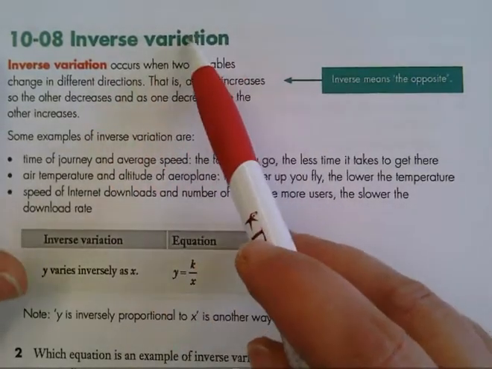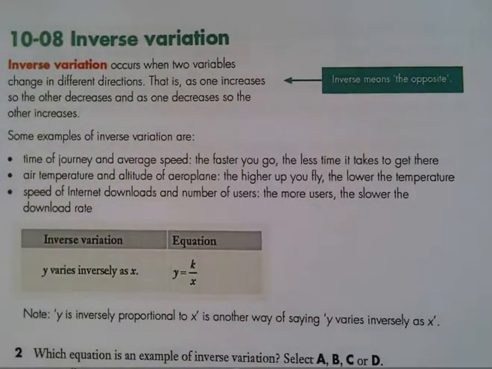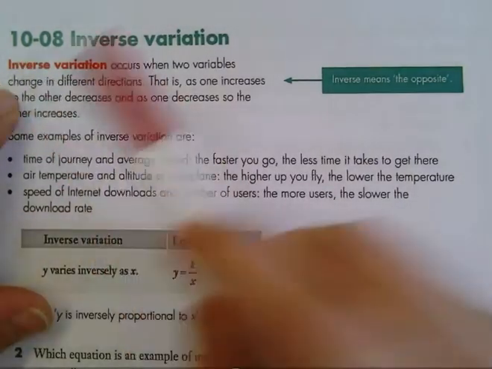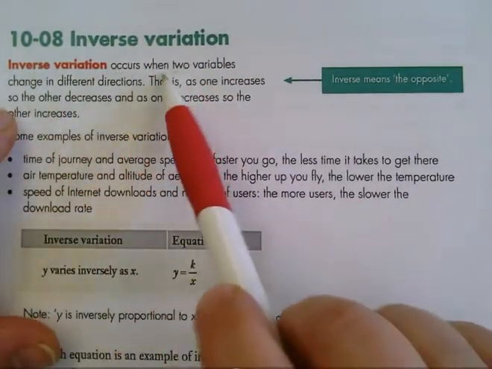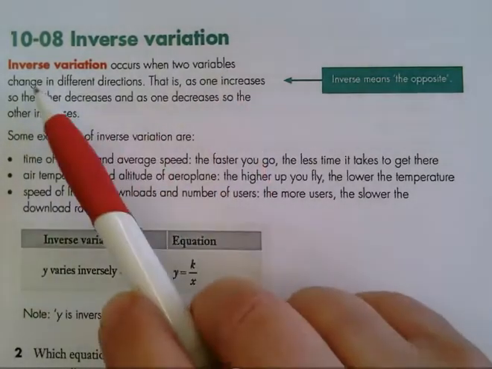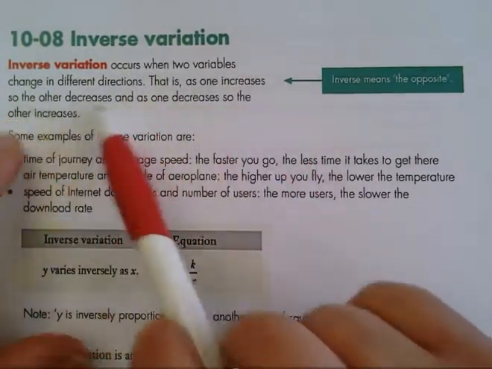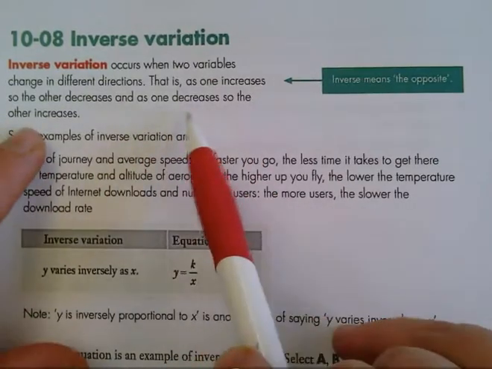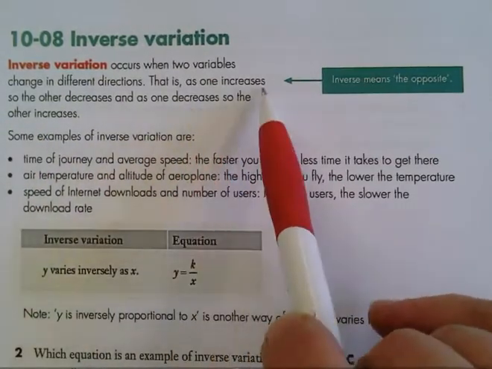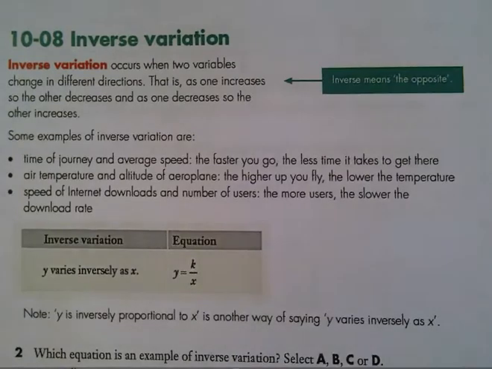Inverse variation. You will see the word inverse written. So, exercise 1008. Inverse variation occurs when two variables change in different directions. That is, as one increases, the other decreases, and as one decreases, the other one increases.